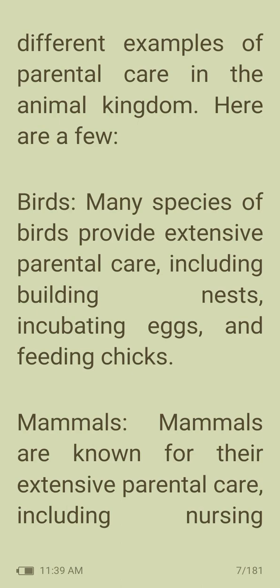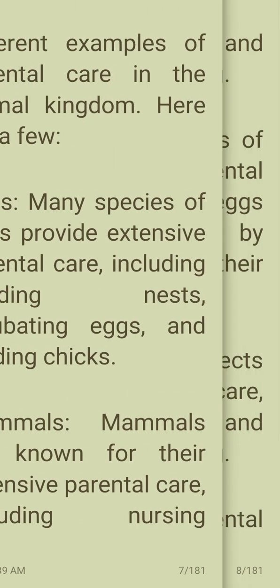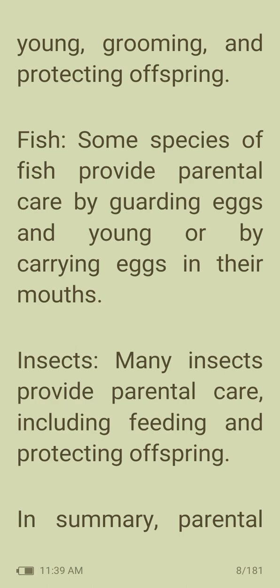Here are a few, like birds. Many species of birds provide extensive parental care, including building nests, incubating eggs, and feeding chicks. Mammals are known for their extensive parental care, including nursing young, grooming, and protecting offspring. Fish: some species of fish provide parental care by guarding eggs and young or by carrying eggs in their mouths. In insects, many species provide parental care, including feeding and protecting offspring.